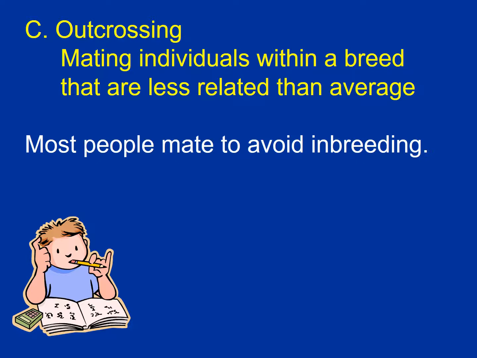Outcrossing is just mating individuals within a breed that are less related than average. And usually if we're pure breeding individuals within the same breed, we're trying to avoid inbreeding. So for animals less related than average, we may go to extremes to find almost totally unrelated individuals within a breed to mate them. That would be known as outcrossing.